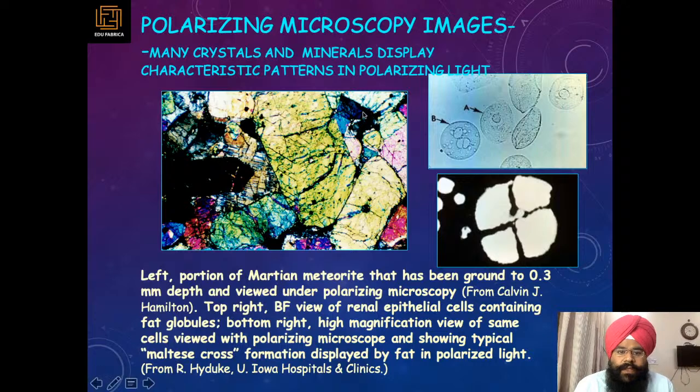So this is how crystals from the ground look when viewed with the polarizing microscope, on the left side, from a Martian meteorite. On the top right is a bright field image of renal epithelial cells containing fat globules. The bottom right is a high magnification view of the same cells viewed with a polarizing microscope, showing the typical Maltese cross. So we have the Maltese cross in the fats of the polarized cells.